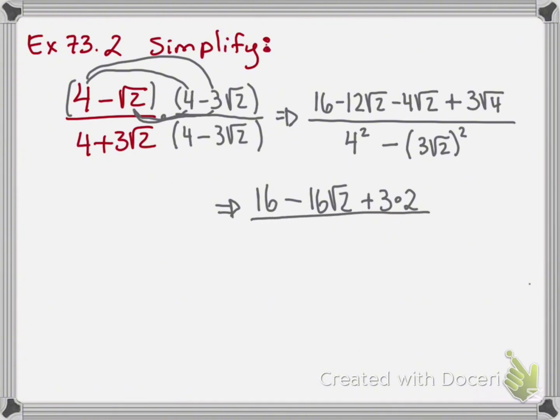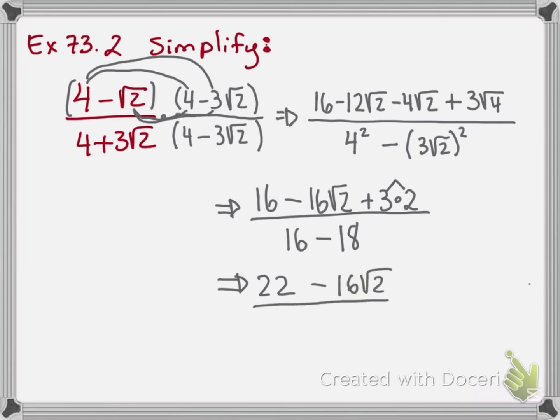And then in the bottom, we're going to have 16 minus, and again, 3 squared is 9, and then square root of 2 squared is 2, and 9 times 2 is 18. Again, we multiply and add, so 3 times 2 is 6, plus 16 is 22, minus 16 square root of 2. And then in the denominator, we're going to have negative 2 because 16 minus 18 is negative 2.